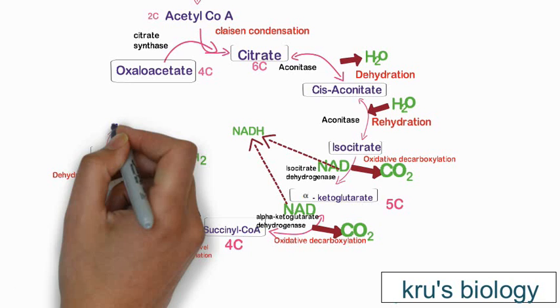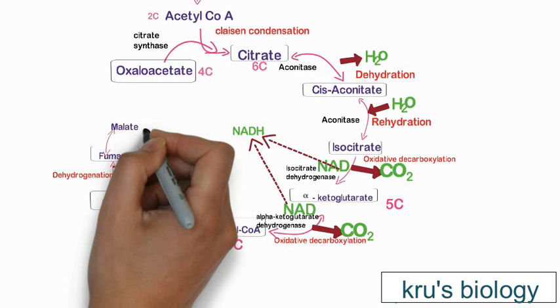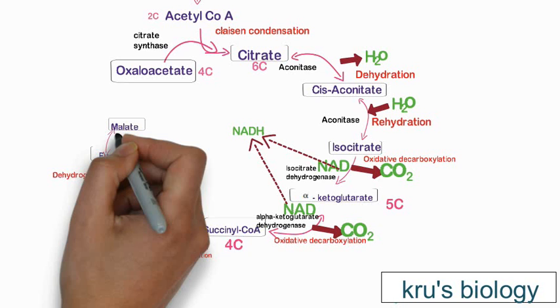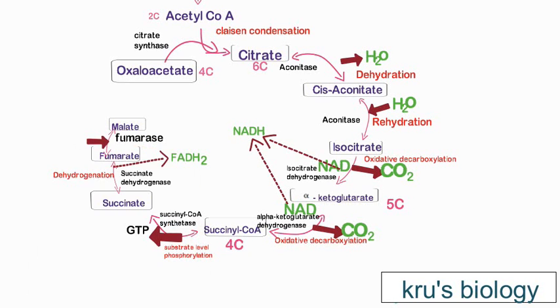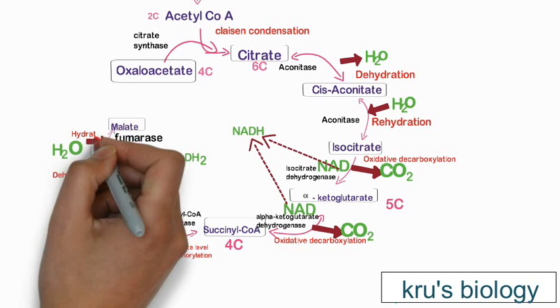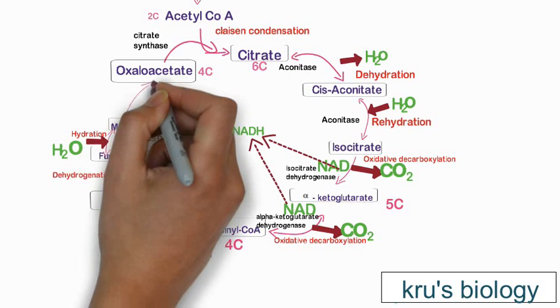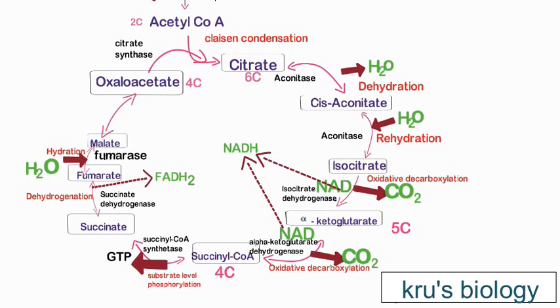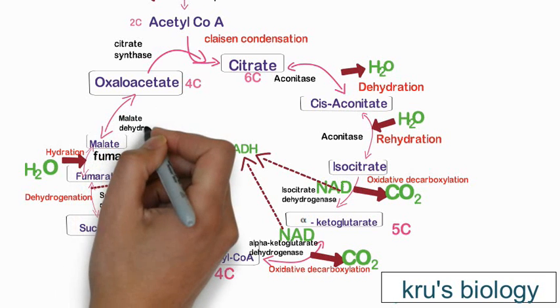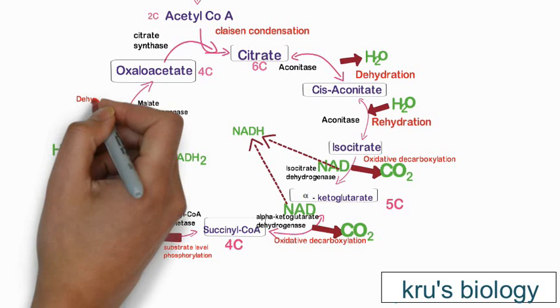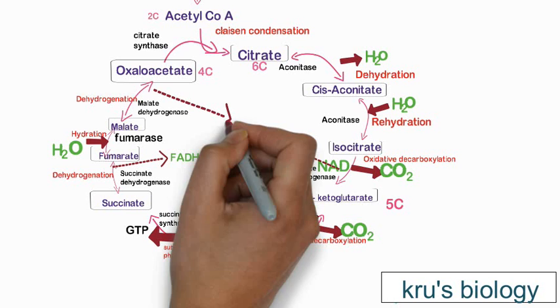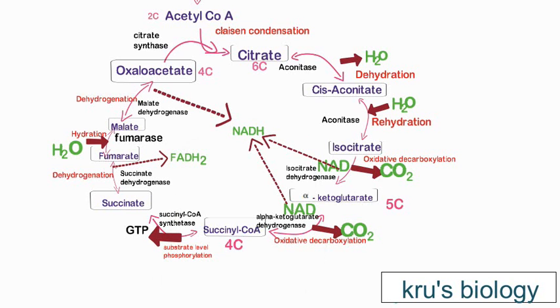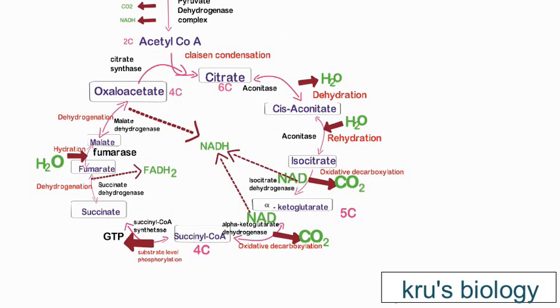Then fumarate gives rise to malate by the enzyme called fumarase. One H2O molecule is added in the reaction, so it is called a hydration reaction. Then malate is converted back into oxaloacetate by the enzyme malate dehydrogenase. This process is called dehydrogenation, and it also releases one NADH molecule from NAD.